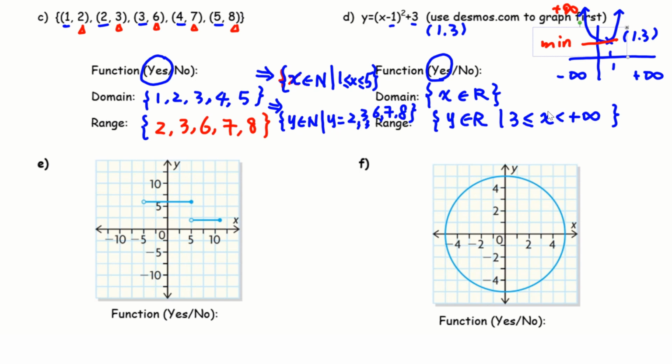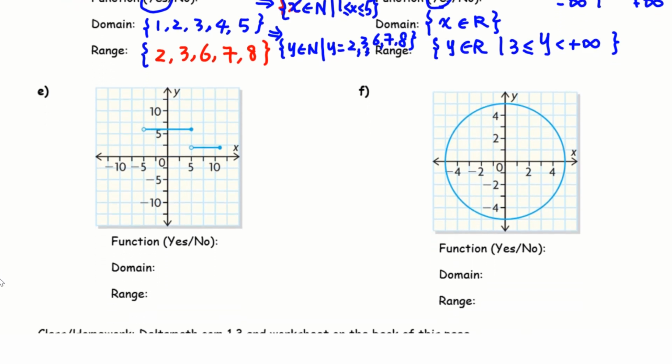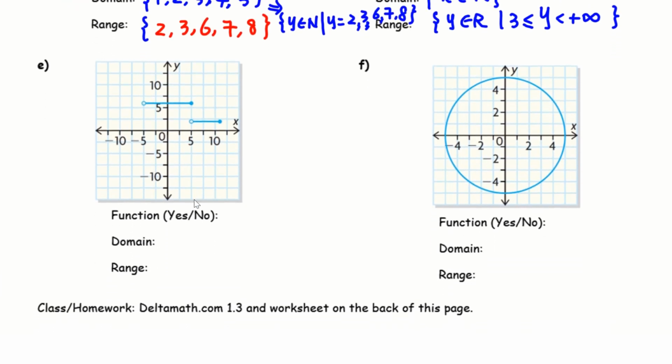So this is not the x value, it is y. For the range it is y, so y from 3 to positive infinity. Then continue to the next graph, domain and range.